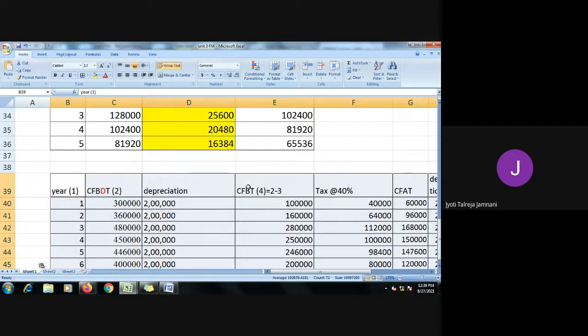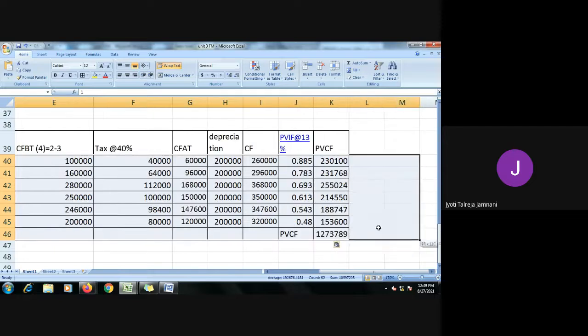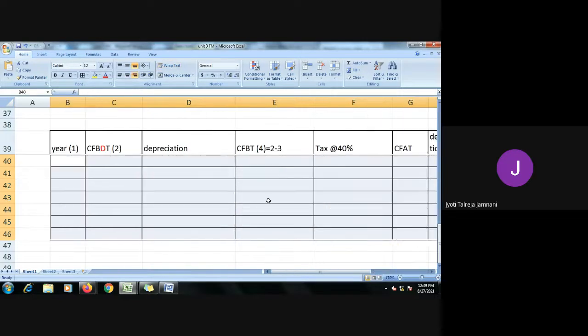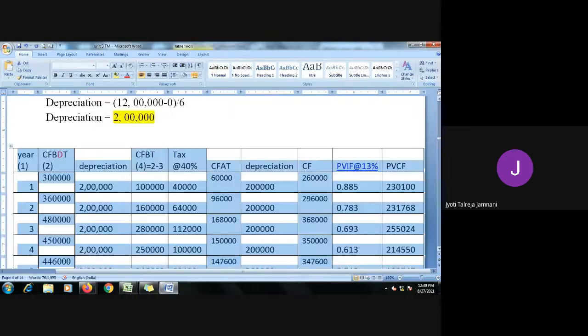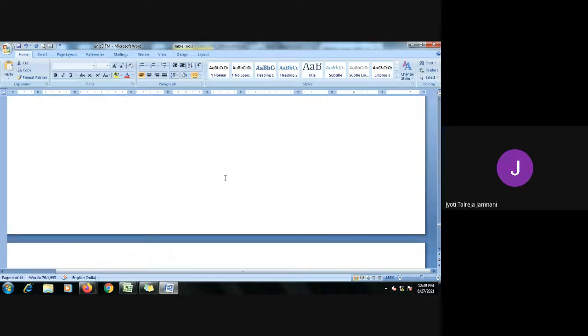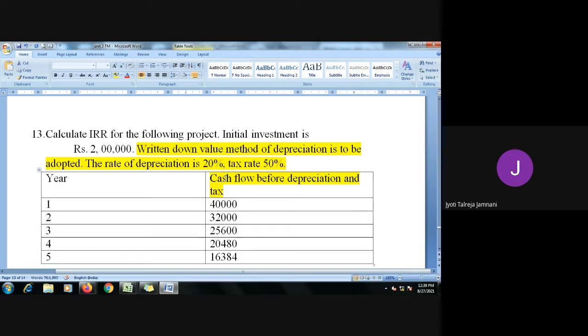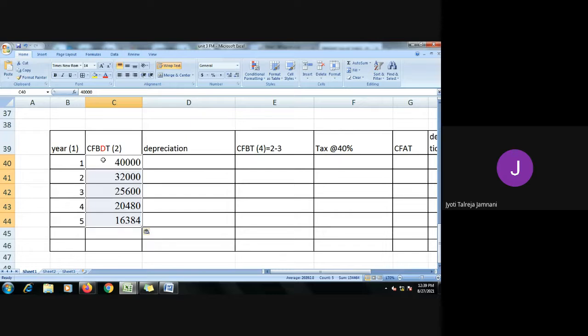So this is a format to find the present value of cash flows. First to find the cash flows and then to find the present value of cash flows. Here we have 5 years, and in the question we have the cash flows for 5 years. So let's go to the question and get the cash flows before depreciation and tax, which are 40,000, 32,000, 25,600, and so on. Let's just take those cash flows here.